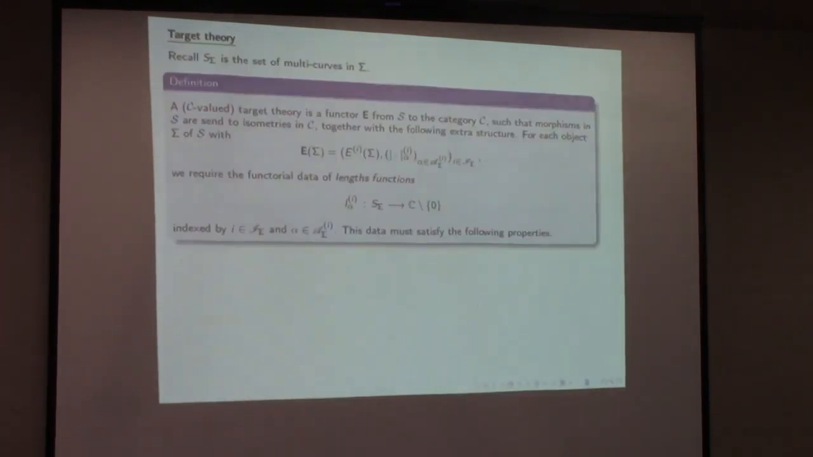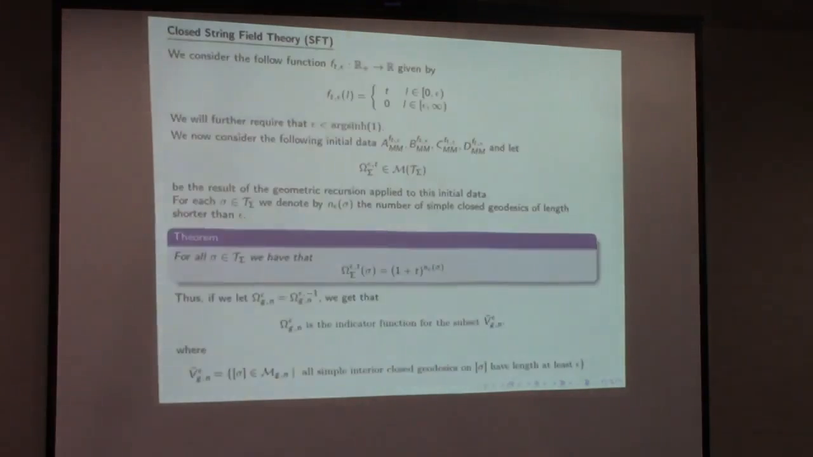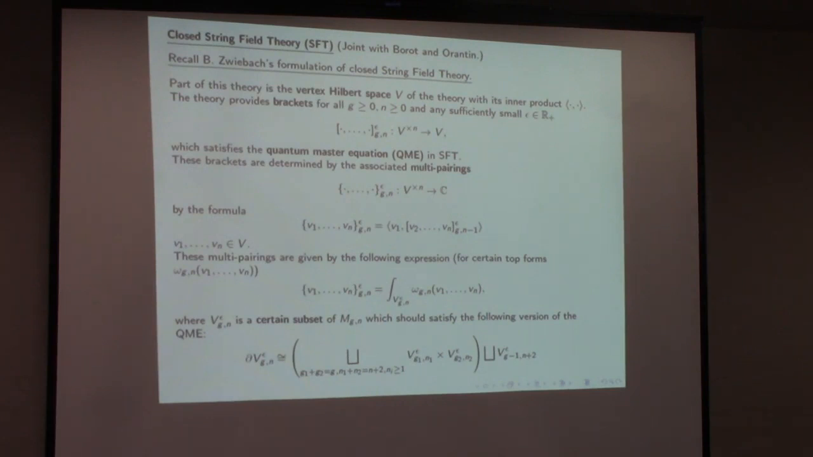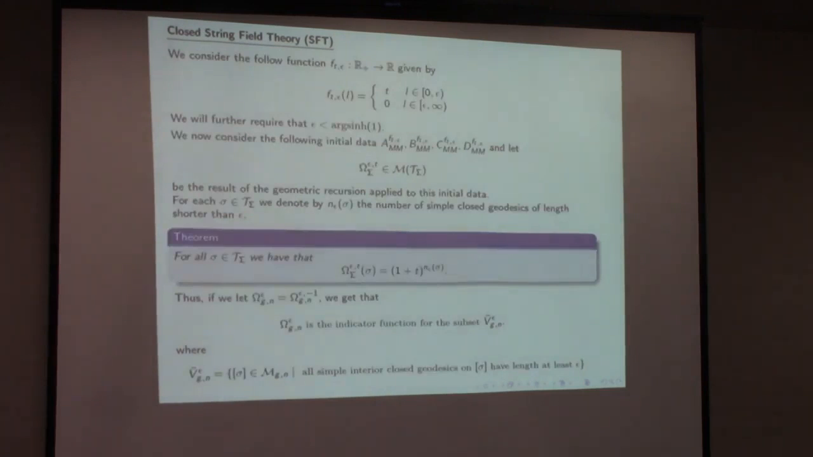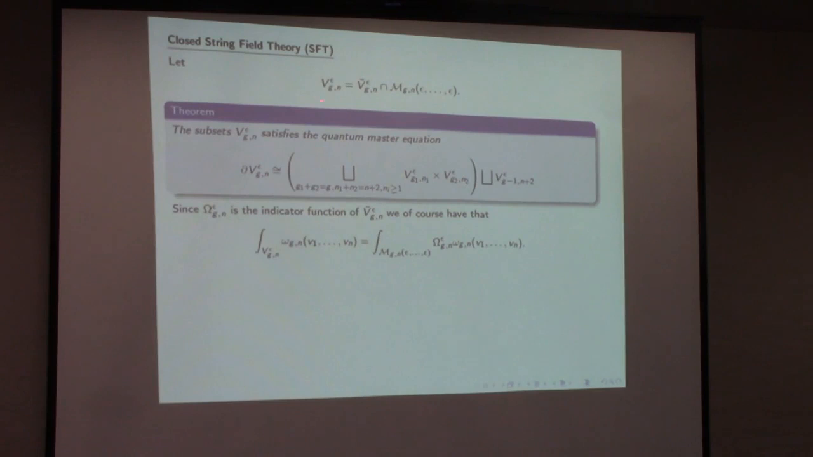But although you disqualified Teichmüller space, one thing is that if you look at closed string field theory, there is actually a way to construct what's called the string vertex in that case, by using a very simple function, the indicator function on the interval from 0 to epsilon multiplied by t, and 0 for the rest. If you run the recursion, you get a measurable function, and it turns out it has a very nice explicit expression, where this is the number of geodesics smaller than epsilon. The recursion shows that if you define the set here, the indicator set of this function, then this satisfies what we call the quantum master equation from closed string field theory. But it's Teichmüller space again, okay?